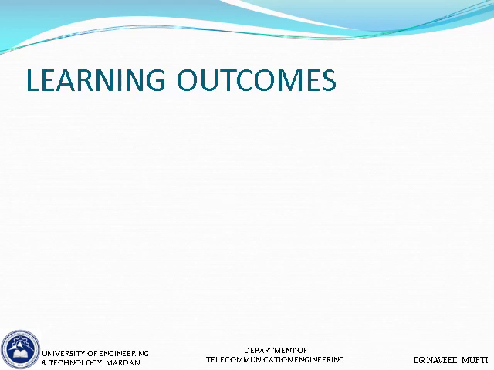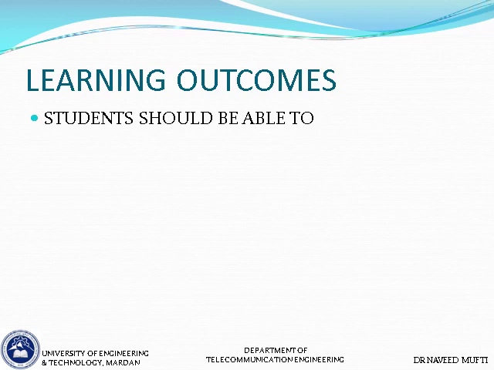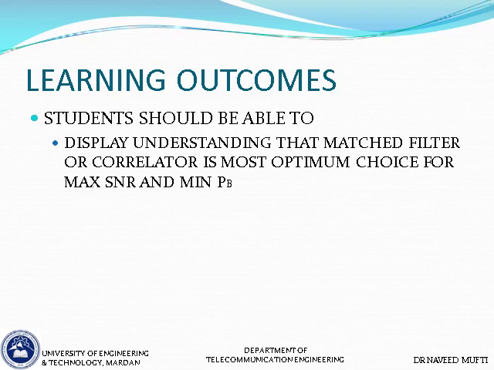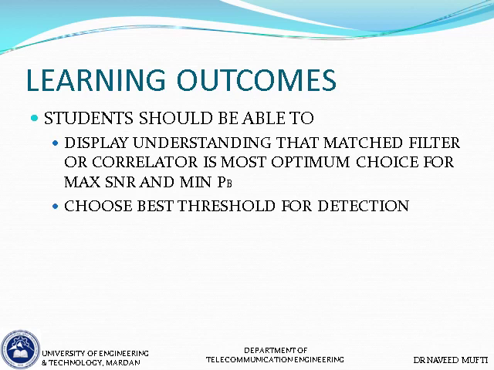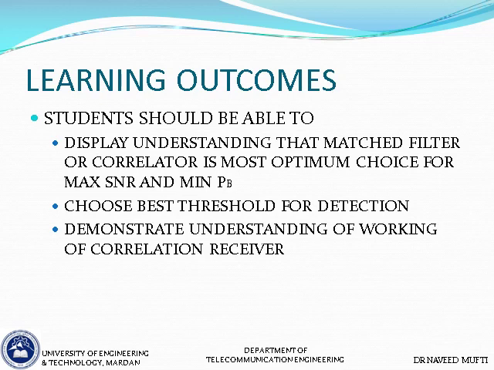So the learning outcomes for this part of the course are as follows. The student should be able to first display an understanding that the matched filter or the correlator is the most optimum choice for maximizing our signal to noise ratio and minimizing our probability of error. Secondly, the student should be able to choose the best threshold for detection based on the detection discussion we have done last week and this week. And they should be able to demonstrate an understanding of the working of the correlation receiver. So these are the main learning outcomes.